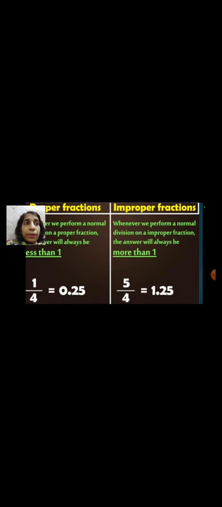Whenever we perform a normal division on an improper fraction, the answer will always be more than 1. Let's have a quick example, 5 by 4, 6 by 4. So you will get an answer more than 1. Here 5 divided by 4 gives 1.25, which is more than 1, and we call that an improper fraction. Okay. Next, let's move on to the mixed fraction.